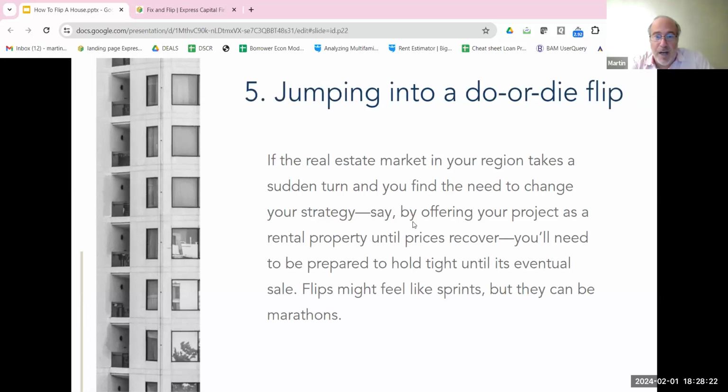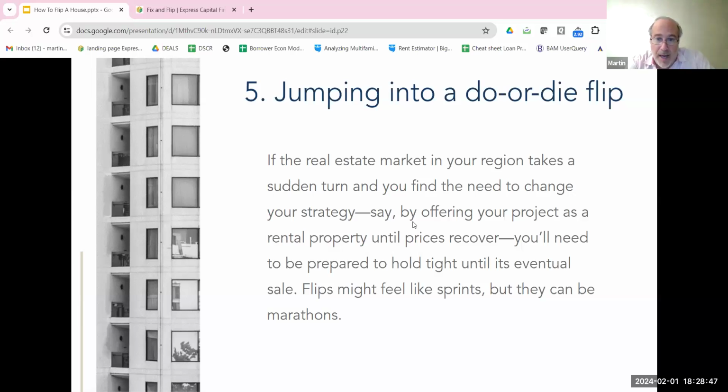Jumping into a do-or-die flip when the real estate market in your region takes a sudden turn. You need to be careful and find the need to change your strategy. Meaning, you should always have two strategies. Those strategies will be to flip for the profit, or my exit will be to keep it for the refi and have the cash flow. But sometimes it has to be tweaked to the opposite: I'm going to keep it for the refi and then eventually sell.